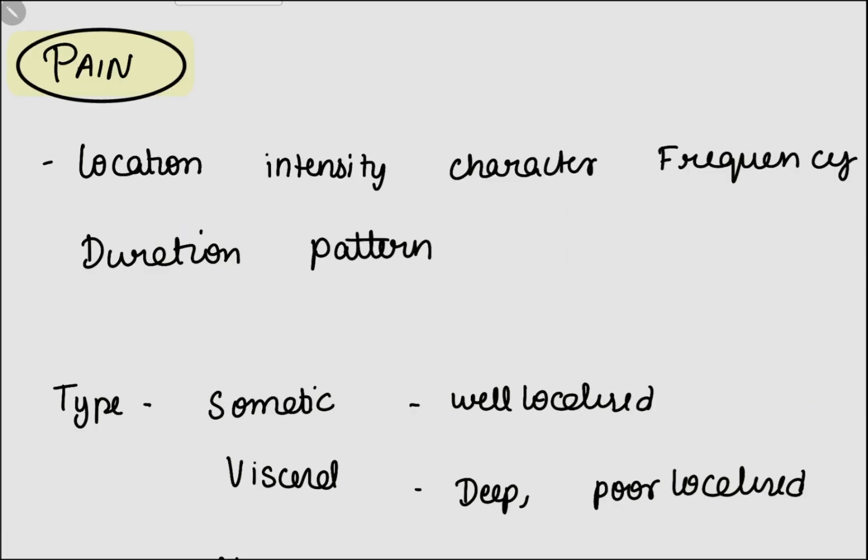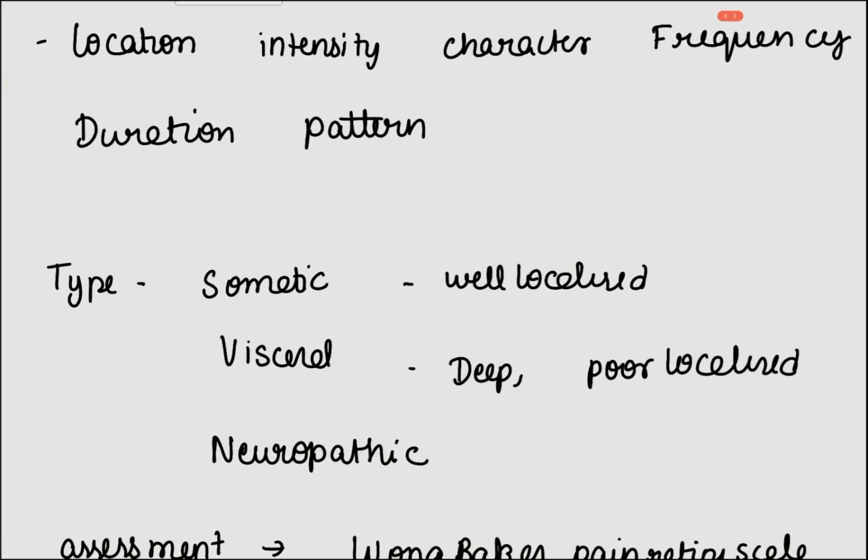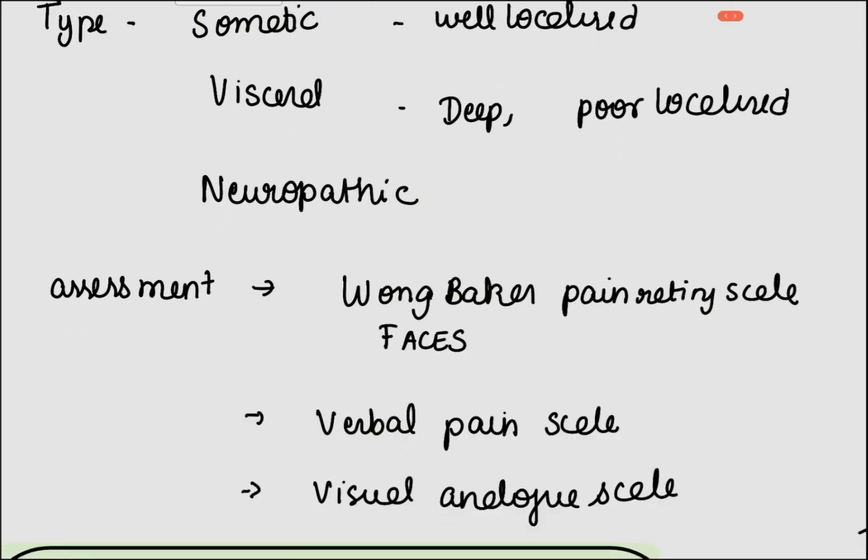Next, pain. Pain is the fifth vital sign. Usually the questions we ask are location, intensity, character, frequency, duration, and pattern. What are the types of pain? Somatic pain, it's comparatively well localized. Then we have visceral pain. It's deep, poorly localized. Then we have neuropathic pain. Then we assess the pain based on Wong-Baker faces pain scale, then faces pain rating scale, then we have verbal pain scale, then we have visual analog scale. So that's a very simple part, the pain.